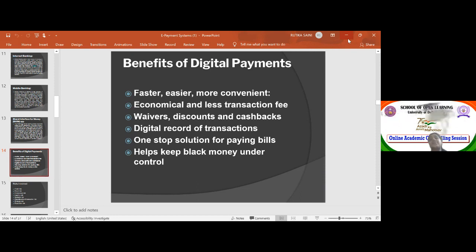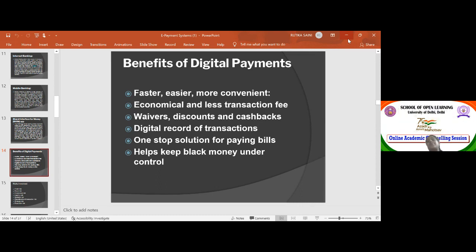Next is the digital record of transactions. You don't need to remember to whom you paid the money, when you paid, and how much was returned, etc. Because everything is recorded in your UPI app. You just need to go to your UPI app, enter the PIN, and you would have the whole history. So it keeps a digital record of your transactions.